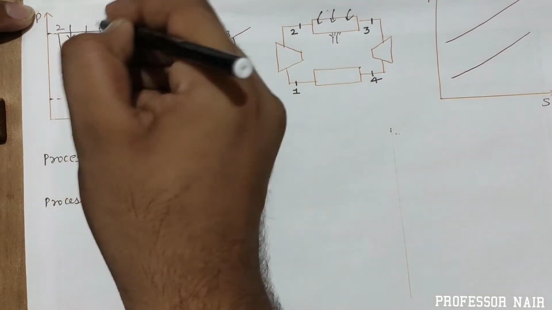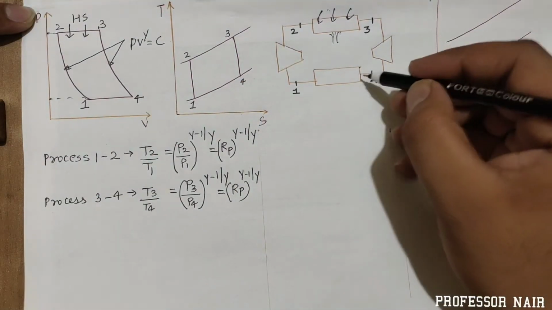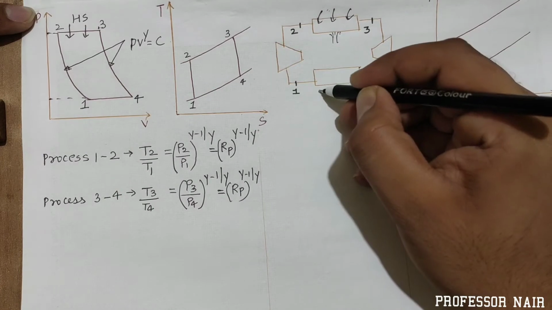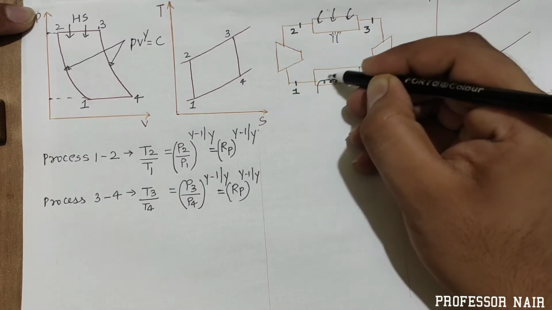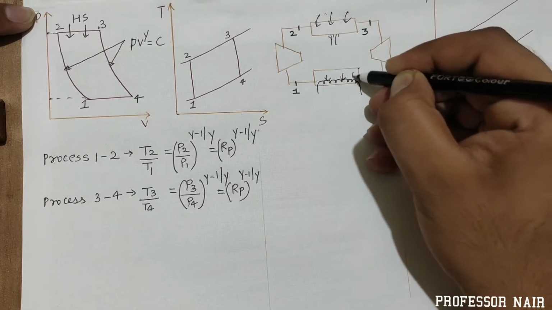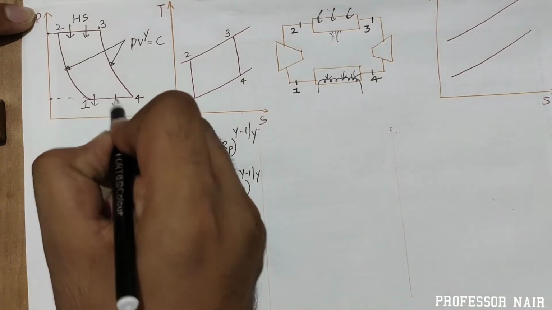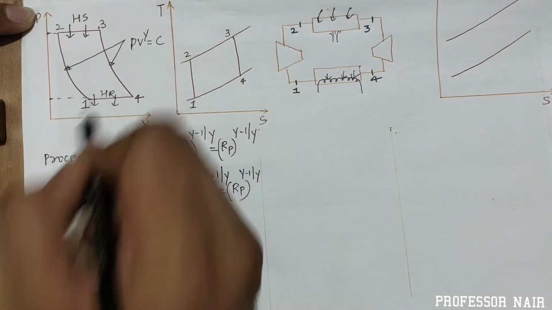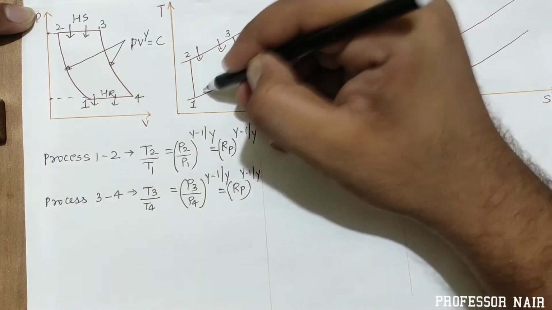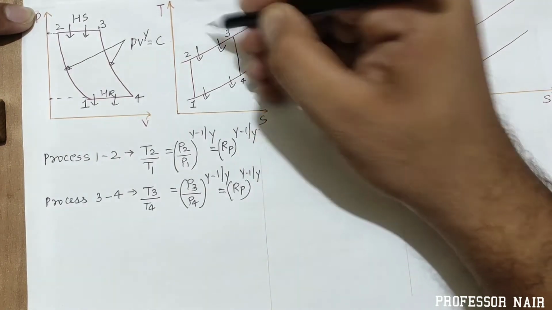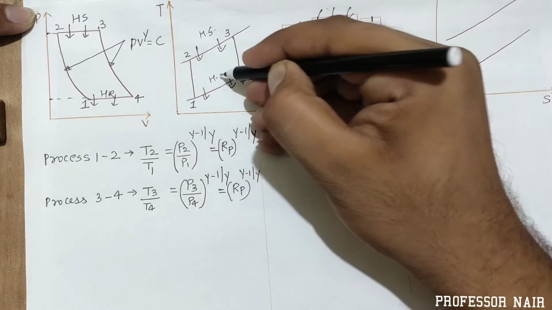So I will write here HS, right? As this is a heat exchanger, it will give heat to the cooling water, right? So this is the heat rejection process. So I will write here HR. Similarly, here I can also write heat supplied, heat rejected, HS, HR.